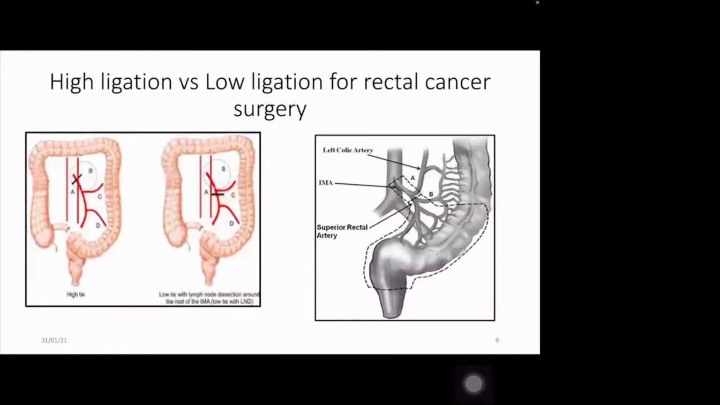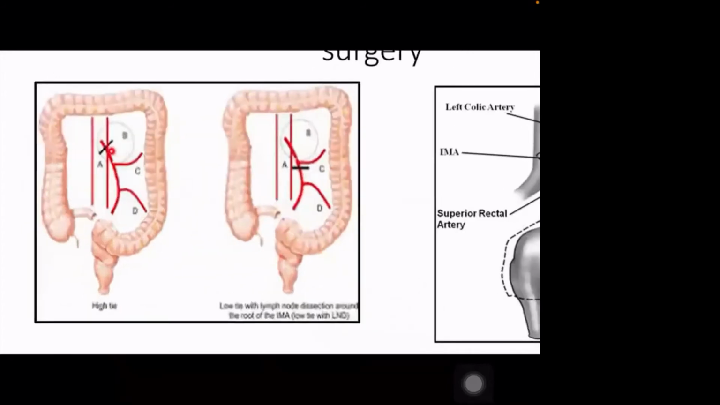So why this debate of high ligation versus low ligation? Because if you do a high ligation, what happens? A lot of sympathetic plexus are situated in the aorta, and if you do a high ligation, you might damage one of these nerves. And if you damage the sympathetic nerves, it might result in genitourinary dysfunction, erectile dysfunction, as well as bladder dysfunction. So that is why the high ligation might result in sympathetic plexus injury, thereby resulting in bladder as well as genitourinary dysfunction.